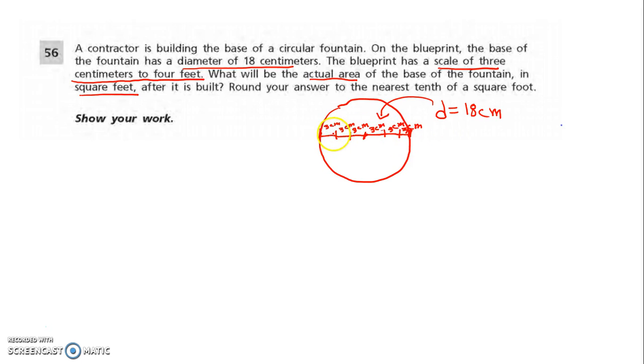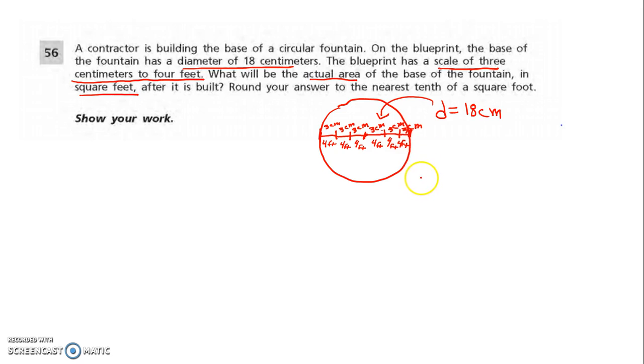Okay, so we could look at this and, in order to figure out how many feet in the actual fountain, every 3 centimeters represents 4 feet. So if we broke our 18 centimeters up into 6 equal parts, each of those parts actually represents 4 feet. So how many feet are we talking about? 1, 2, 3, 4, 5, 6. It must be 24 feet would be the diameter of the actual fountain.